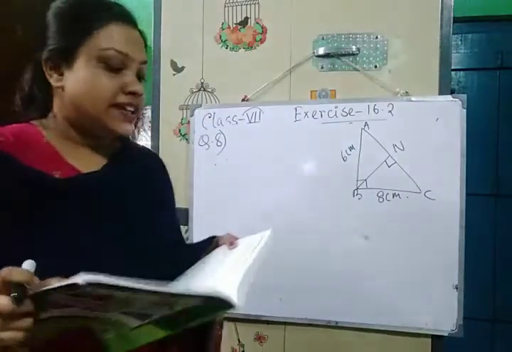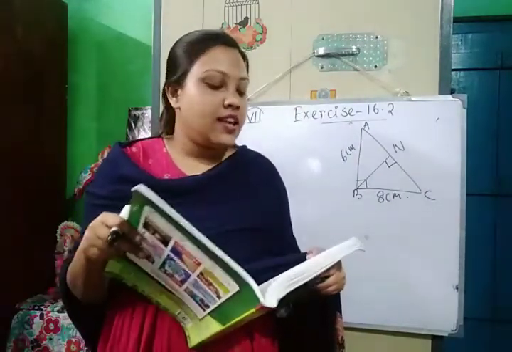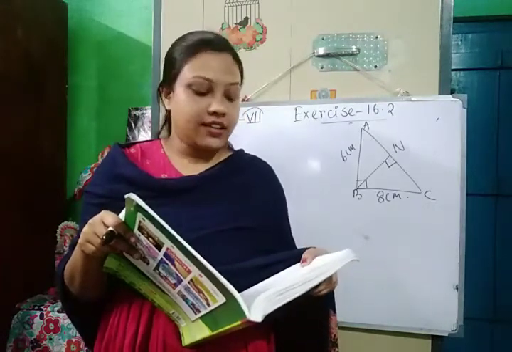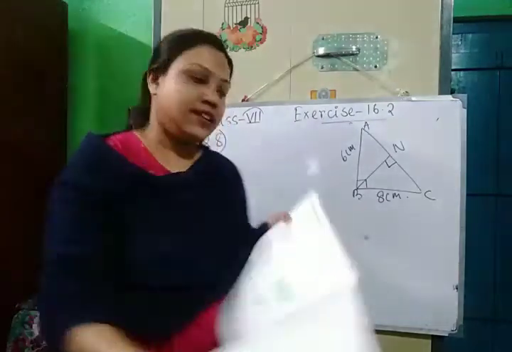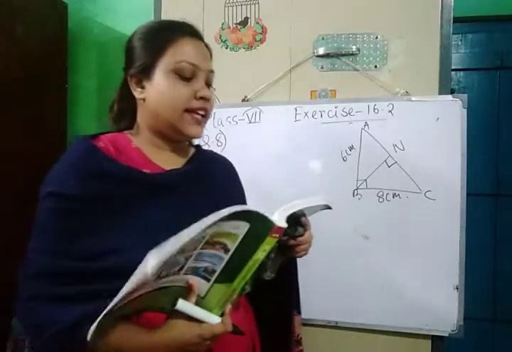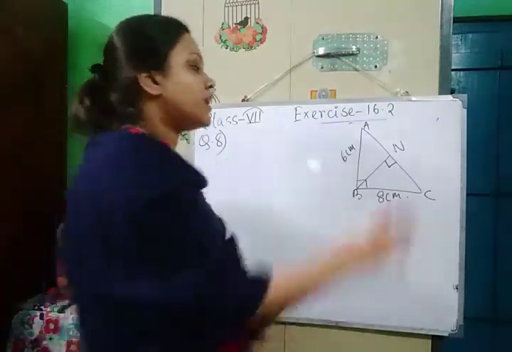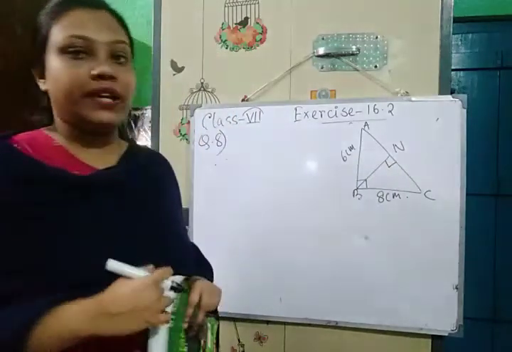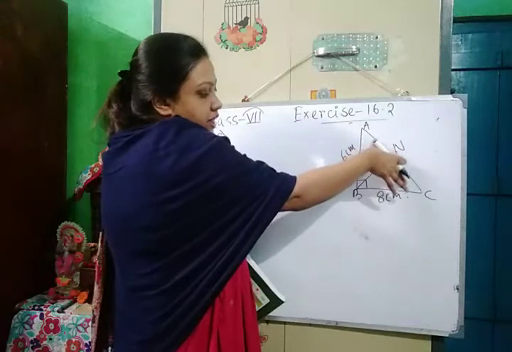See, in the adjoining figure, triangle ABC is a right angle triangle at the angle B. So its legs are 8 centimeter and 6 centimeter. Legs means this one and this one. Find the length of the perpendicular BN on the side AC. So we need to find out the length BN on the perpendicular AC. So first we will find out the length of AC.